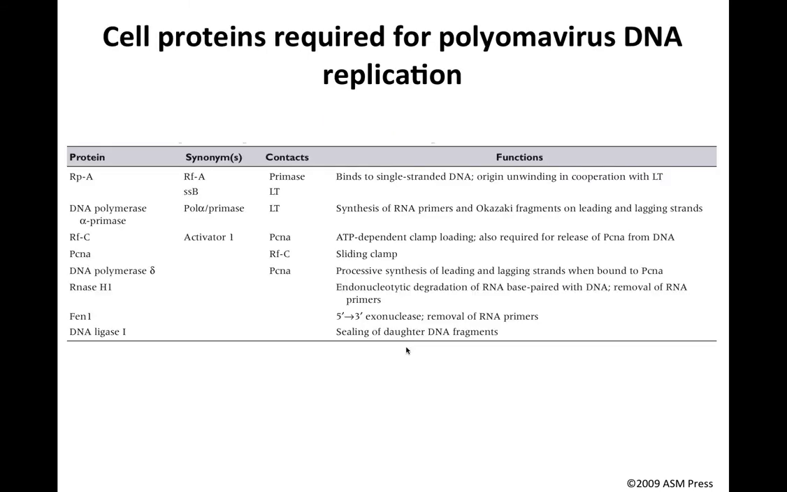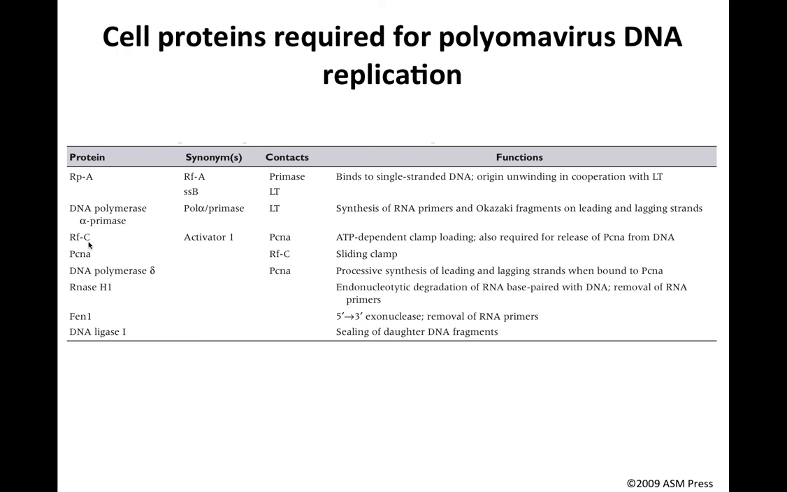These are some of the proteins that we've talked about, just so you have a list of them to refer to. These are the ones that we've talked about that are important for SV40 DNA replication. RPA, the primase, DNA polymerase alpha, which joins with the primase to make RNA primers, and the short Okazaki fragments, both on the leading and lagging strands.